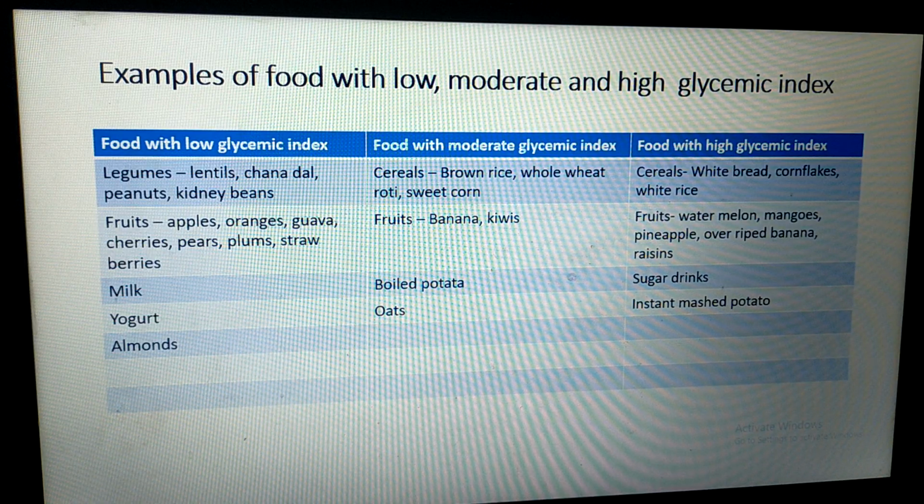If you see here, ripe banana has moderate glycemic index, whereas overripe, meaning blackish colored banana, has high glycemic index. So glycemic index does not absolutely depend on a food, but it also depends on the condition of the food, the cooking pattern, and the presence of other substances like dietary fibers, fat, proteins, etc.